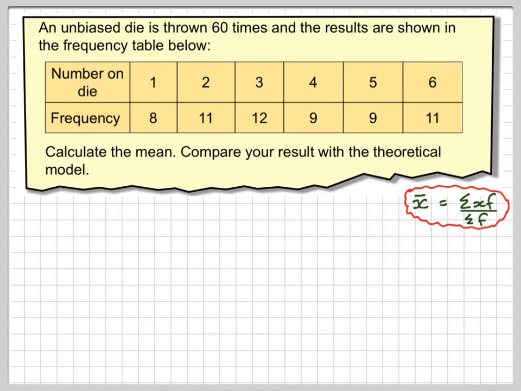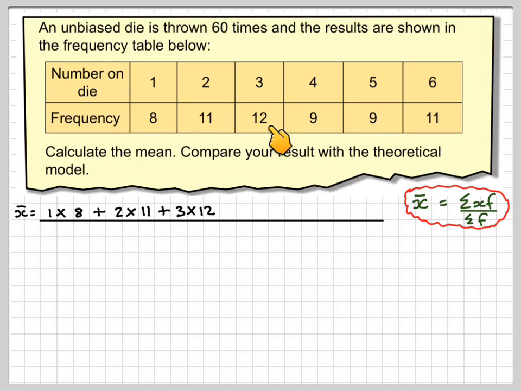So we've got x bar is equal to the sum of x times f. So we do this times this. This is x. This is going to be f. So that's going to be 1 times 8 plus 2 times 11 plus 3 times 12 plus 4 times 9 plus 5 times 9 plus 6 times 11. There were 60 altogether, so we divide by 60.